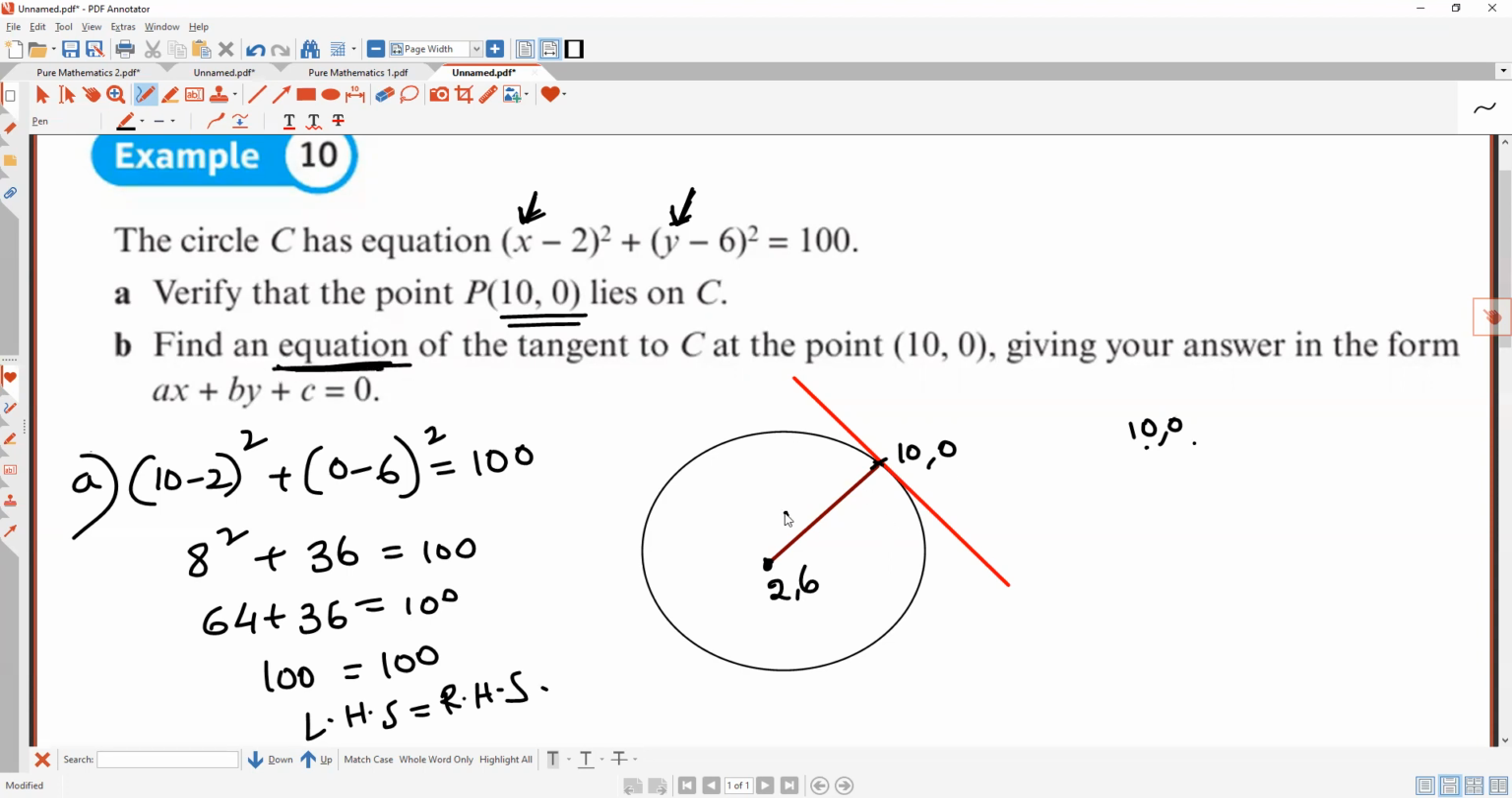If I know the gradient of this one, I can find the gradient of this one. Why? Because the tangent and the radius are both what? Perpendicular to each other. So let me find the gradient.